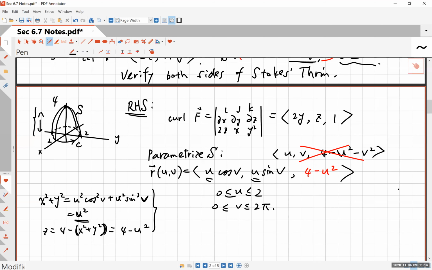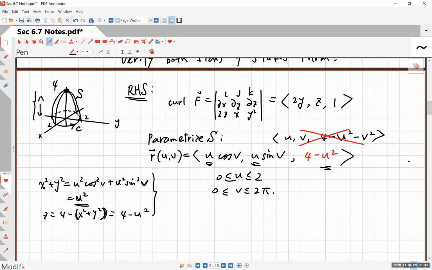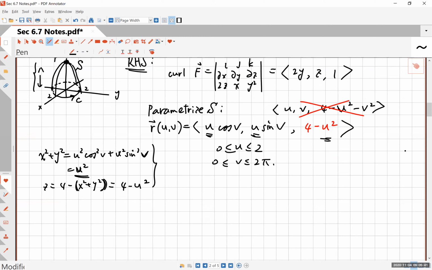Okay, when u is 0, you have 4 minus 0, which is 4, right? And that's, of course, this top point. If u is 0, the radius height is 4. If u is 2, then you have 4 minus 4, and so the radius is going to be 2, but the z component is 0, and that's this circle on the xy plane. So this is fine.